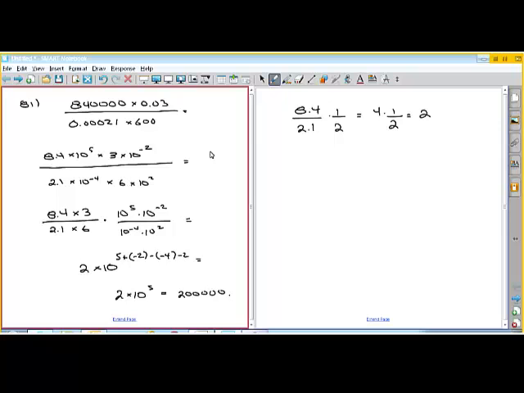Actually, in the old days, if it wasn't nice where you could simplify that, we'd use a slide rule to do these calculations, and that's where we get this number from.